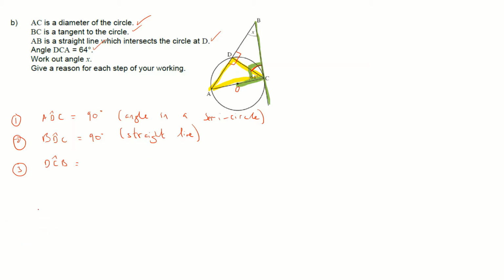So I believe it is pretty obvious that the missing part, I've already got 64, will be 90 take away 64, which is 26 degrees. And for this one you can just say: tangent and a radius make a right angle.